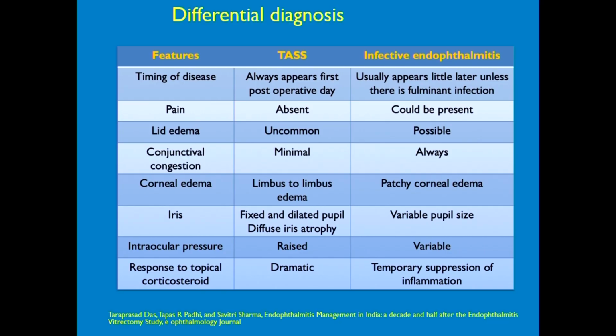TASS generally doesn't have any pain. There is no lid edema. Conjunctival congestion is minimal. The corneal edema is characteristically limbus to limbus edema. There are iris and pupil changes, where you could have a fixed pupil with diffuse iris atrophy. The pressure is always on the higher side. You don't get low pressure in a case of TASS, whereas you could get low pressure in the case of endophthalmitis. And there is a dramatic response in TASS to topical steroids or oral steroids.